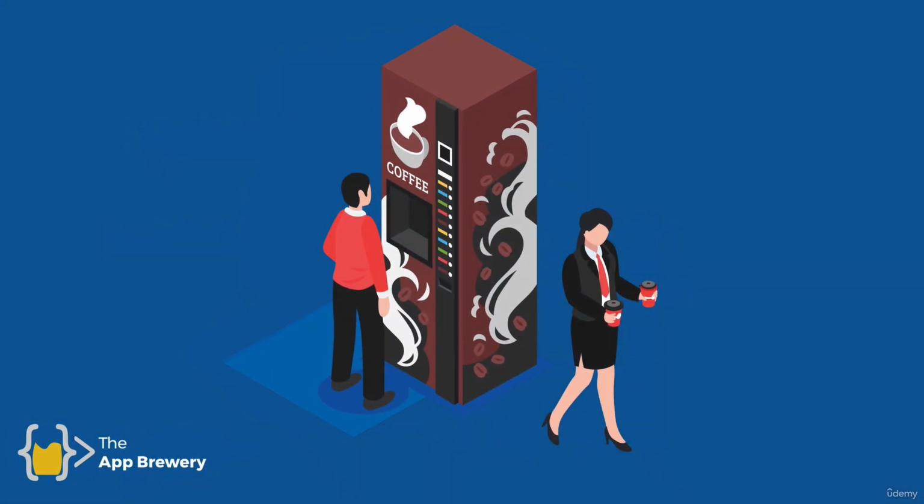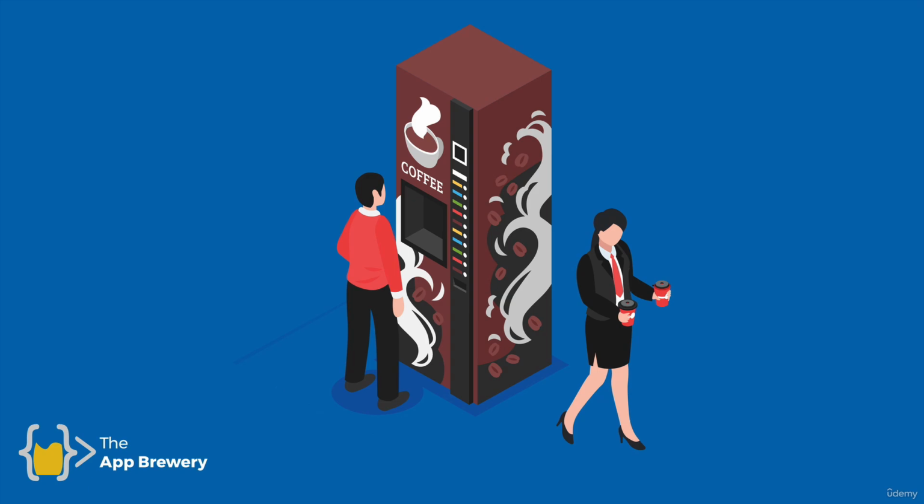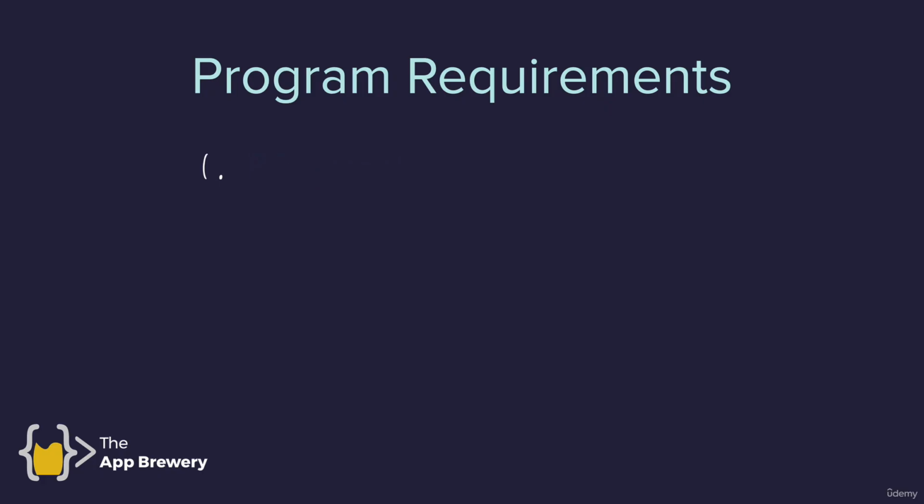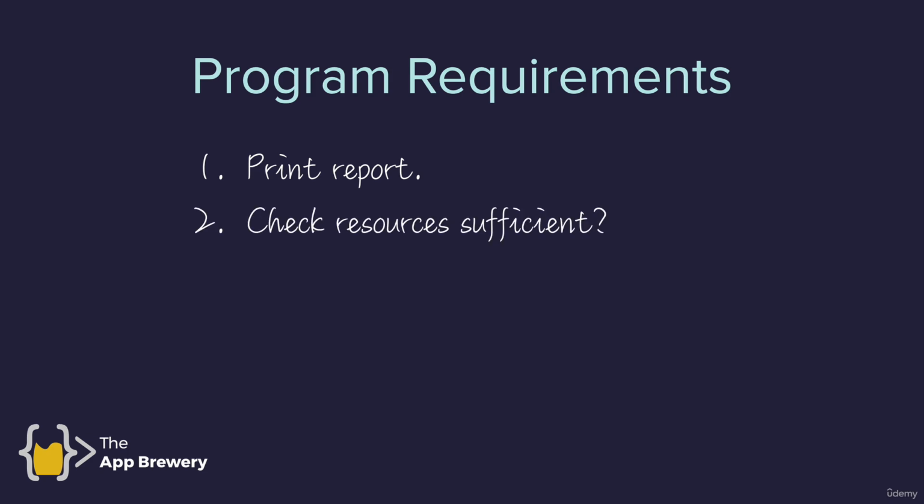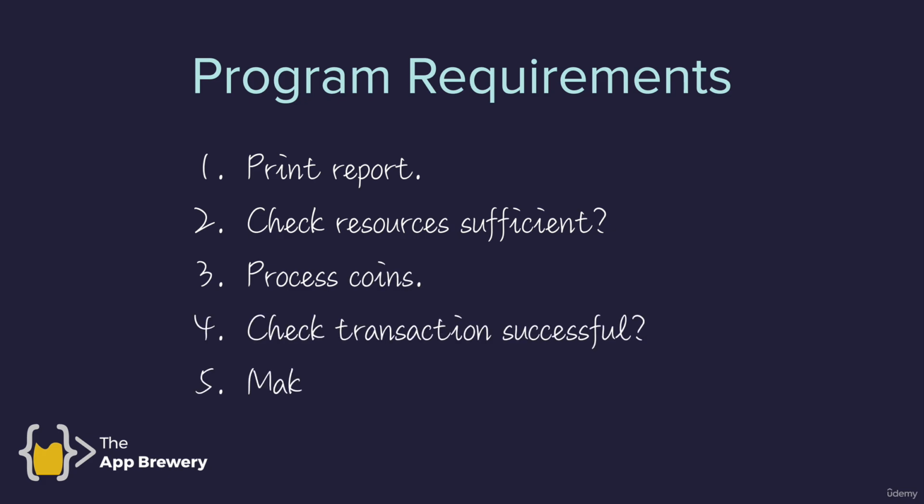Coming back to a problem that we've already solved, creating that coffee machine with all of the program requirements, it's time to put our object-oriented programming knowledge to the test, because we're going to be making an OOP version of our coffee machine. The program still has the same requirements as before. You have to print reports for all the resources, check the resources are sufficient, process coins, check the transaction is successful, and finally make coffee.